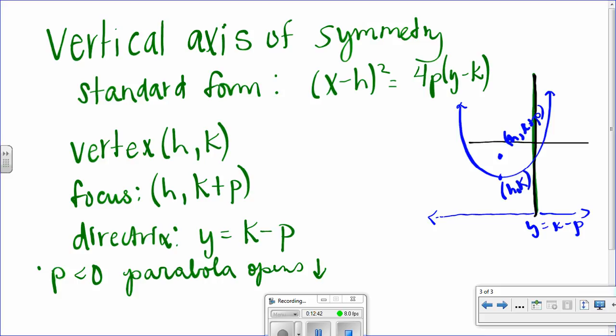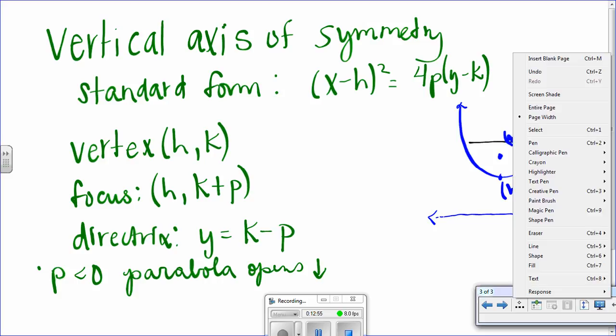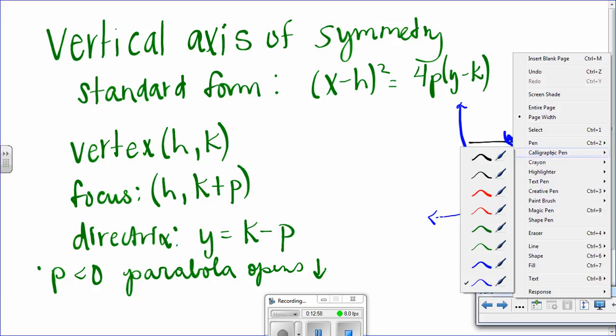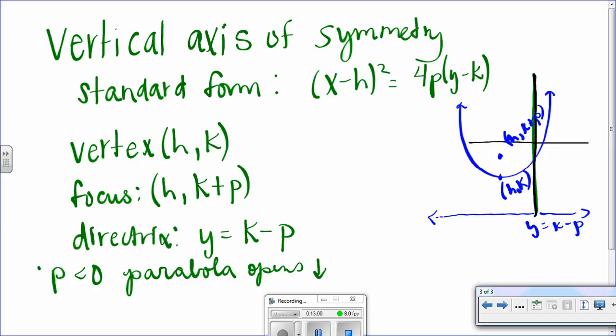One question. On the focus, would it be like parallel to the vertex? Because it's a point, it can't be parallel. I can draw a line through any 2 points, so it's not necessarily parallel. But they do both sit on that axis of symmetry. The axis of symmetry would be at x equals h. So wherever the vertex is, the focus would be a little bit above it. Right. Okay. Or it could be below it.